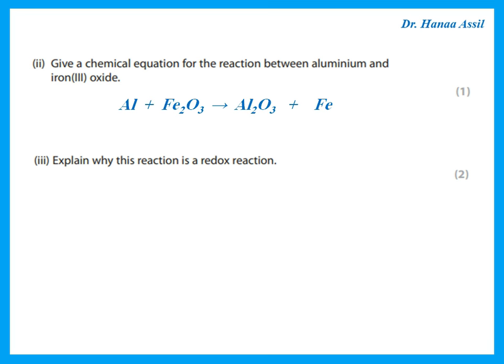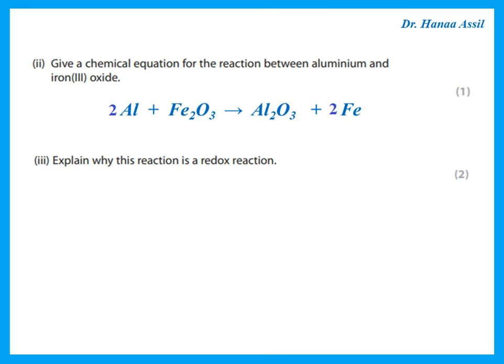Please do not leave this equation as it is and leave. You have to balance. You need 2 in front of the aluminium because you have 2 aluminium after the arrow. And you need 2 in front of the iron after the arrow because you have 2 irons before the arrow.